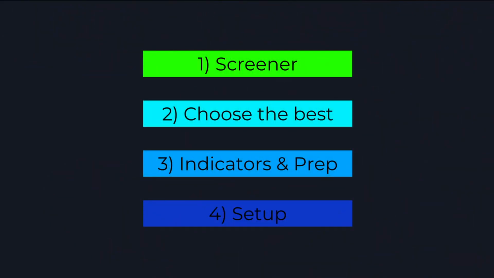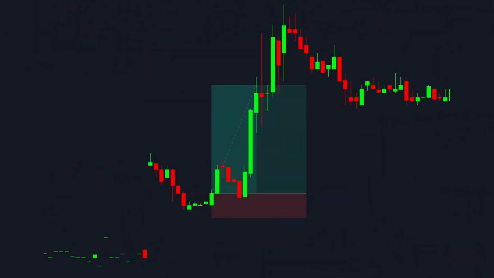Now that you know the setup and how to trade it, let me show you some real trades we took live on our Discord channel.